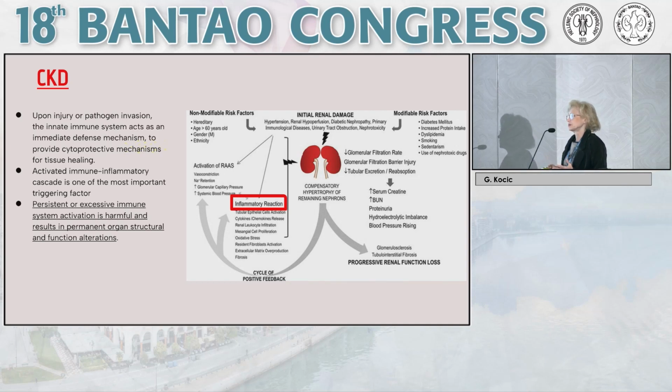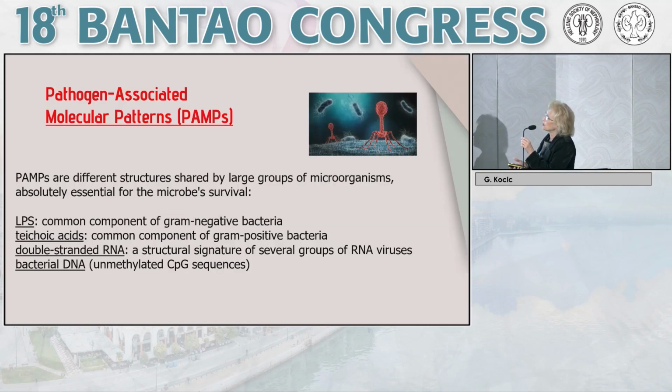When we have first kidney damage, then many compensatory mechanisms may be involved to solve this problem, to remodel tissue. But among them, the first is, as a defense mechanism, inflammation. It acts as a defense mechanism, but if it persists, it can induce very serious kidney damage.